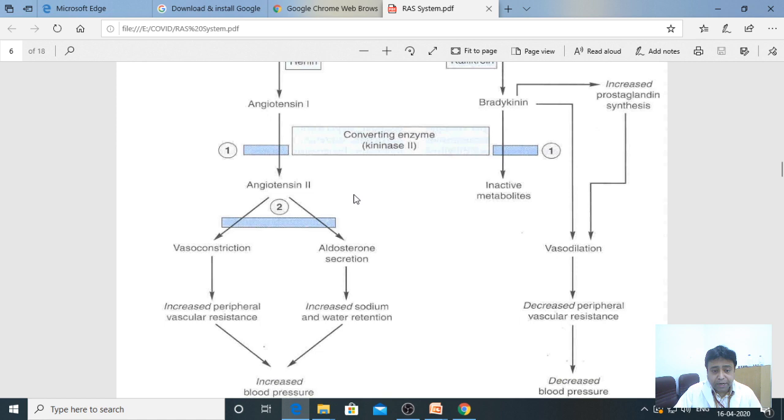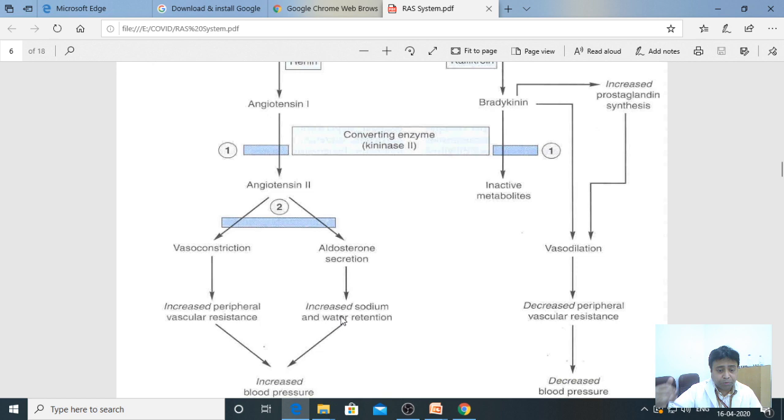And again, we had seen in the previous class what aldosterone does: it causes increased sodium and water retention, right? This is different from ADH, because ADH only causes water retention through the aquaporins, and aldosterone causes water as well as sodium retention. So both are the two things.